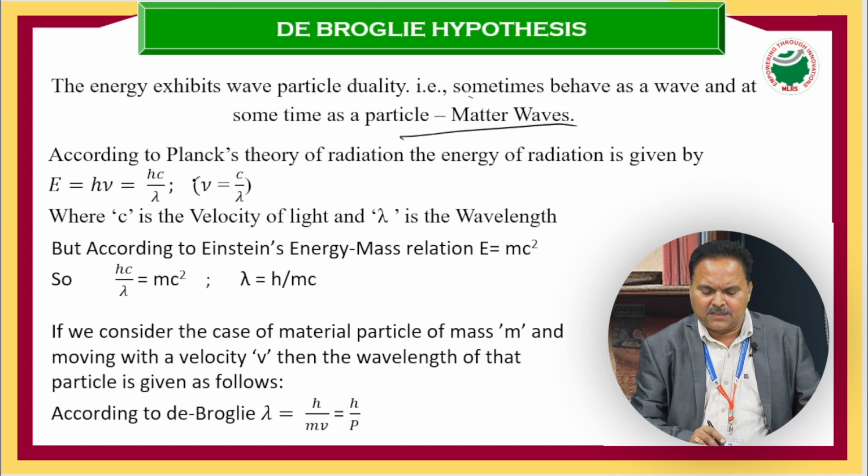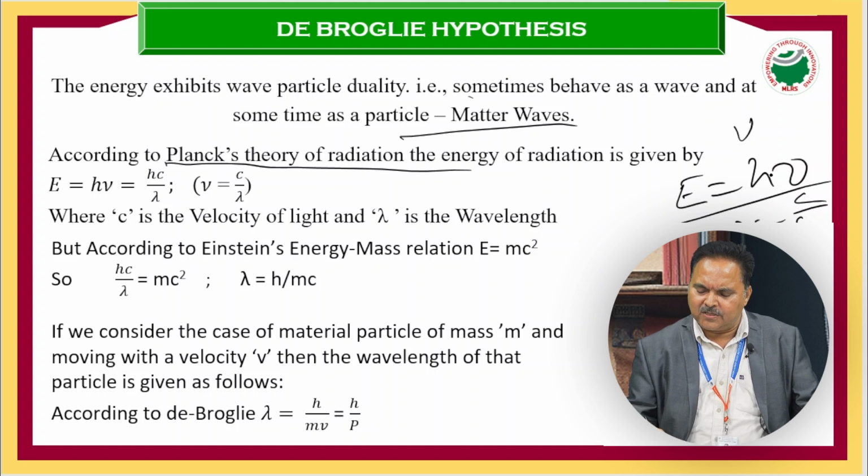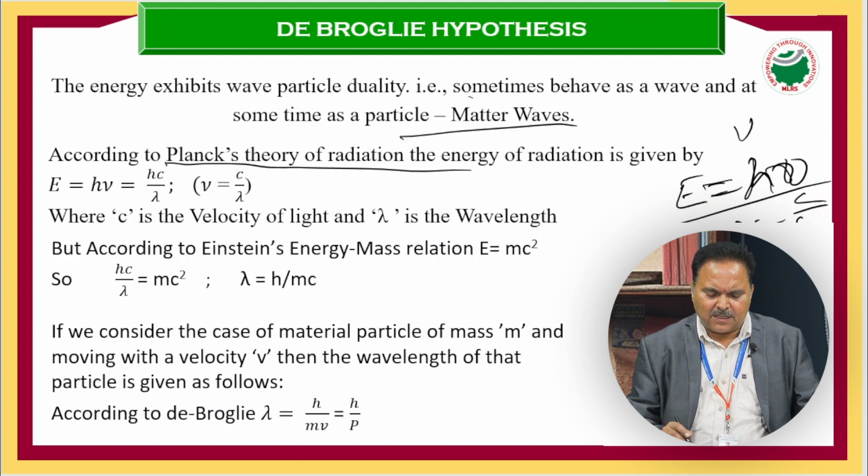According to Planck's theory, the radiation energy is E equal to h nu. Nu is c by lambda, light velocity divided by wavelength, which is the frequency. So this energy is equal to h nu, or h into c by lambda, where c is the light velocity and lambda is the wavelength. This is for electromagnetic radiation.